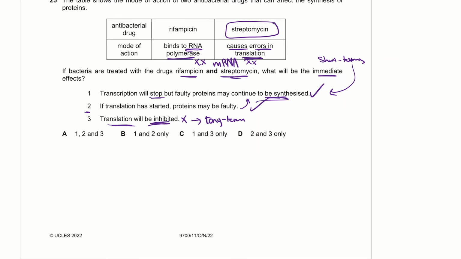Translation will be inhibited when there are no more mRNA molecules in the cytoplasm in the long term. Therefore, only 1 and 2 are correct. Therefore, the answer is going to be B.